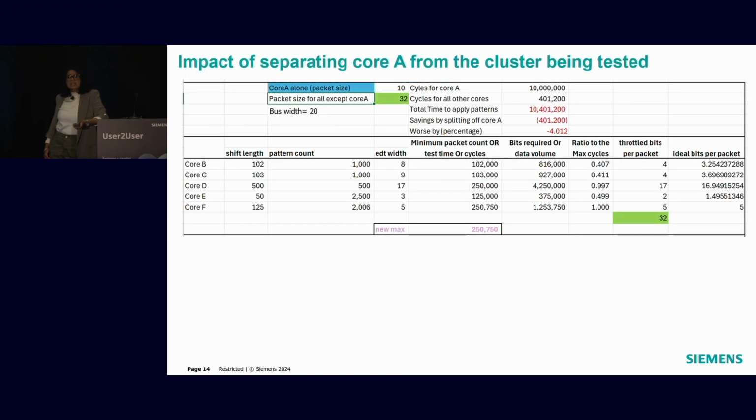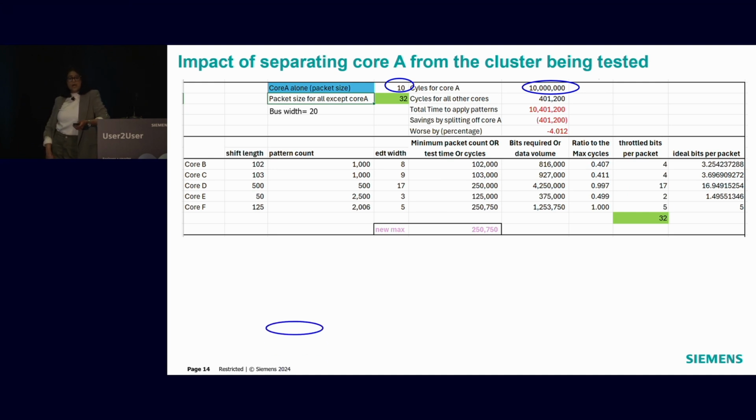Now, we will see the impact of separating core A from the rest of the cores from that group. If I separate core A, the packet size really becomes the EDT channel width of that core, which was 10. And the cycles core A was taking for its test were 10 million cycles. I just took out that big bucket from my group of buckets. I'm not going to wait for that big bucket. I will just deal with my smaller buckets and let them all finish together, and the big bucket can deal with its own story. So I'm separating out the big bucket here.